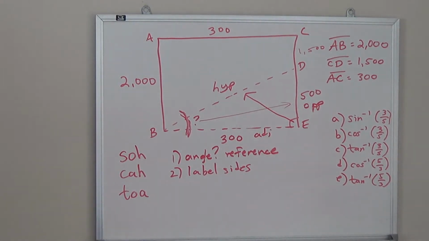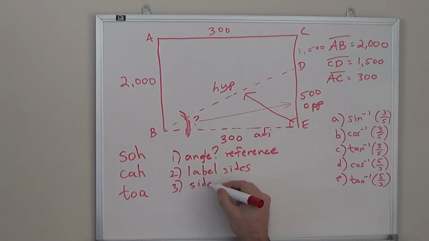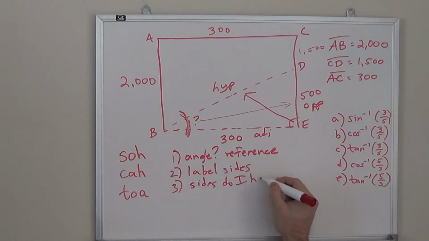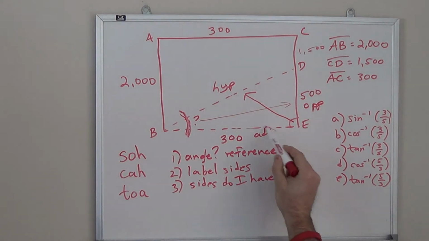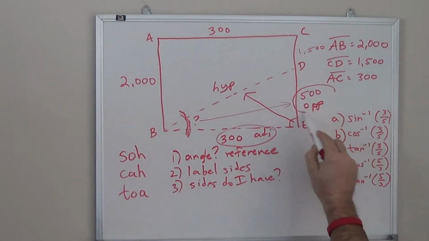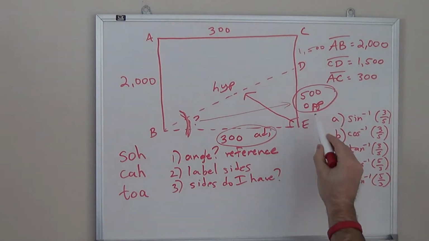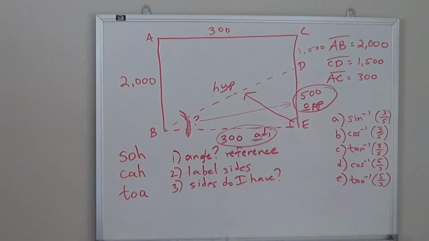Okay, so once you do that, you ask yourself, which sides do I have? Sometimes you want to solve for a side, so we would incorporate that side. But in this case, what sides do I have? As I look at it, I have the adjacent side, that's 300. I have the opposite side, that's 500. So I have O opposite and A adjacent. Geez, which one do I use? Sine, cosine, tangent? Well, if I have the O and the A, I guess I'm going to use tangent. Worst case scenario, you have a 50-50 chance here.